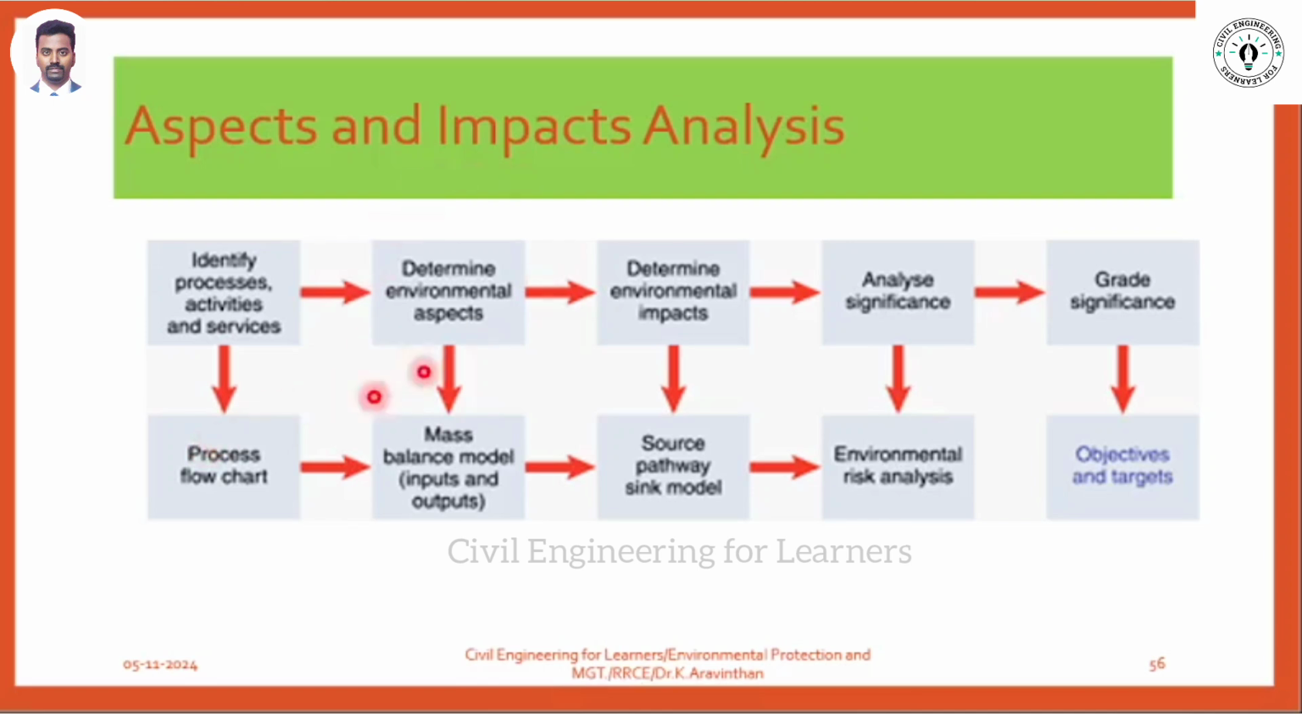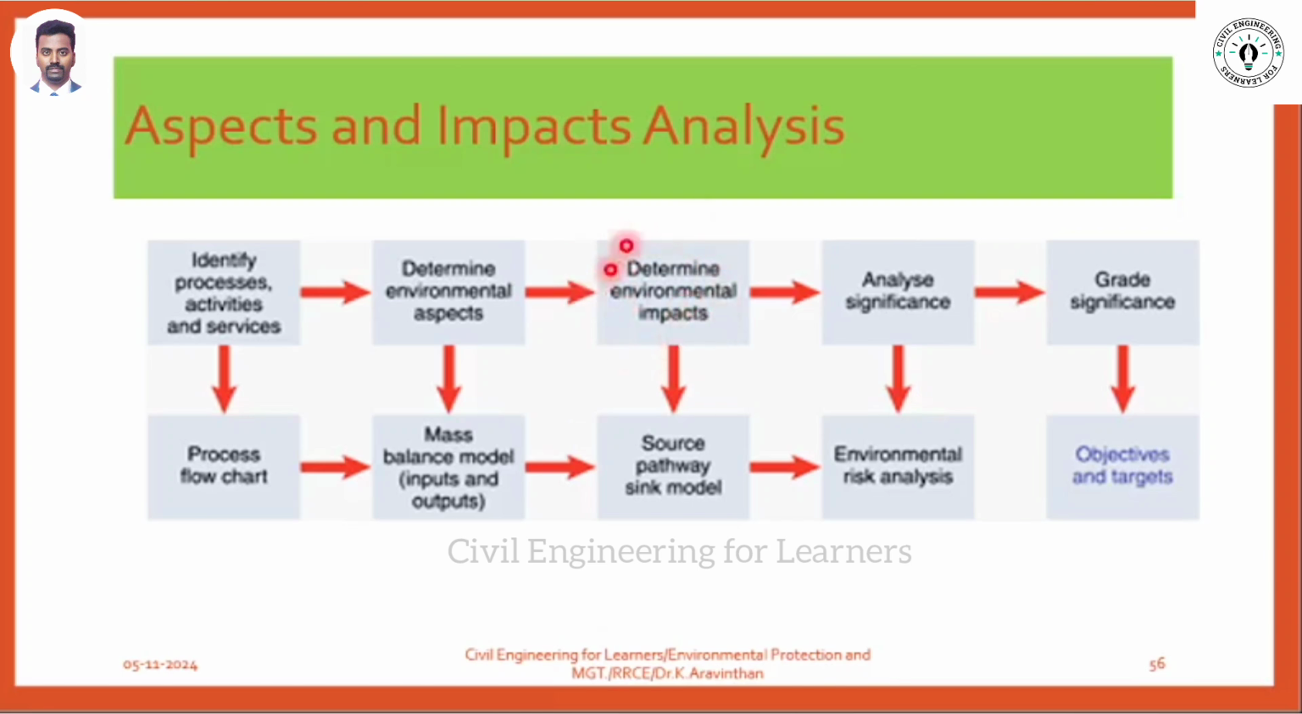Next thing is determine environmental aspects. How many aspects are there? How many categories? As per IS 14000, Annexure A, they have given 6 categories. So your industry should categorize according to the aspects. It might be a mass balance model or input output model. How much mass you are producing or effluents you are producing, you have to identify according to that.